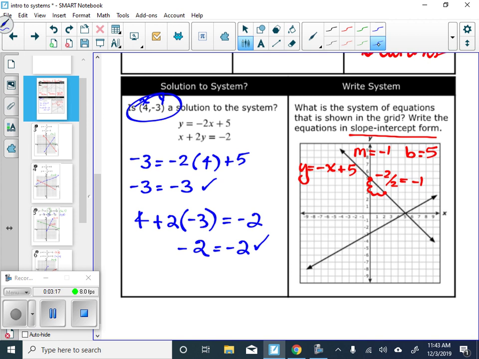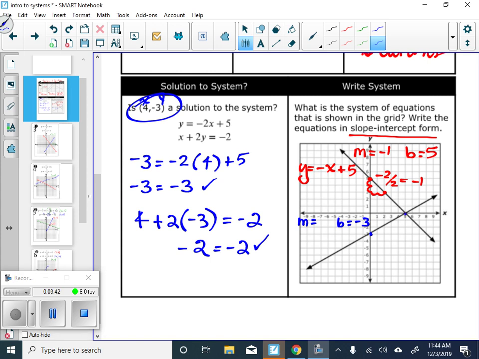Now let's look at the other line. Again, slope-intercept form, so I need a slope and I need a y-intercept. The easy one to find is the y-intercept. Where is it? -3. Perfect. Now let's find our slope. So I'm going to give you half a second. I want you to find your slope. Let's see if we can all get to the same thing, so I'll pause.